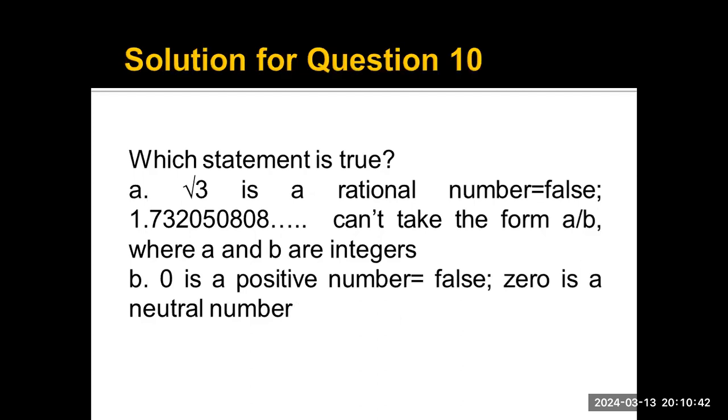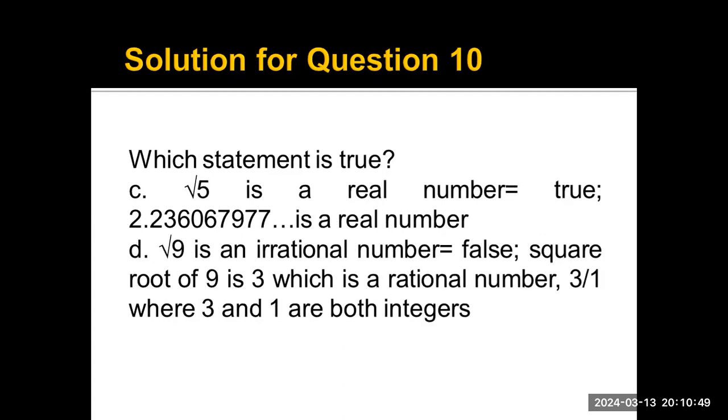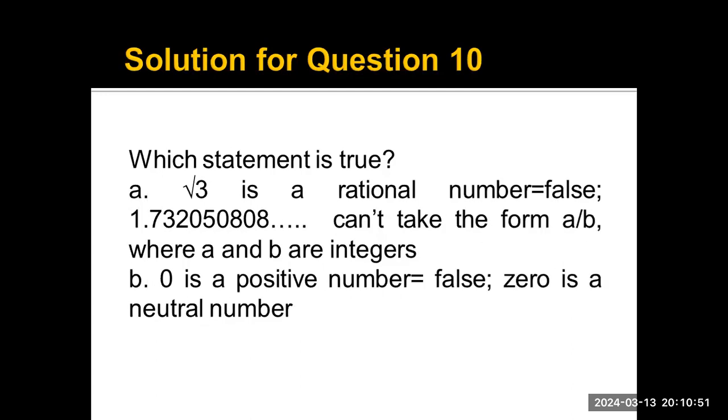Let's have question number 10. Which statement is true? The answer is letter C, square root of 5. Square root of 3 is a real number but not a rational number. So letter A is false because square root of 3 is not a rational number. It's only a real number.